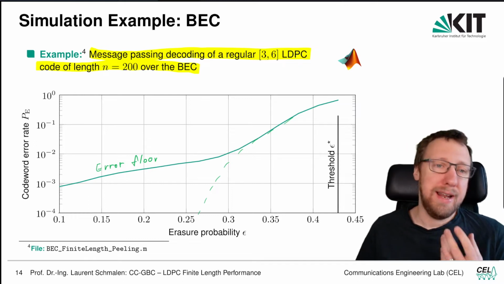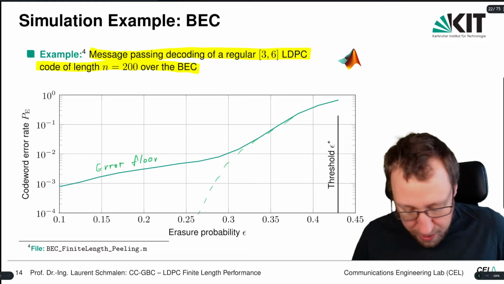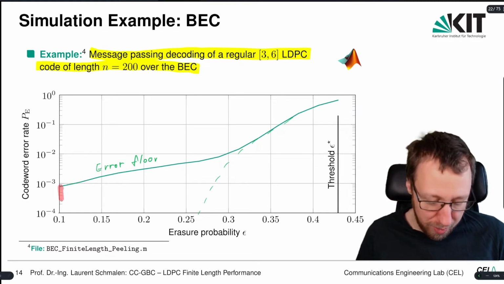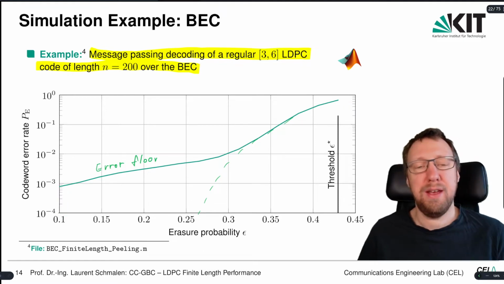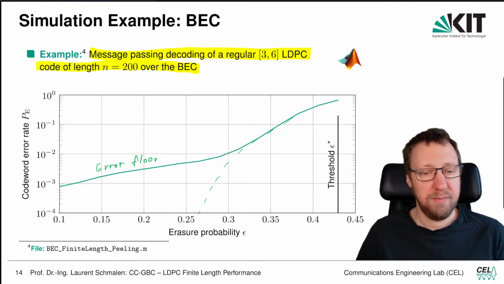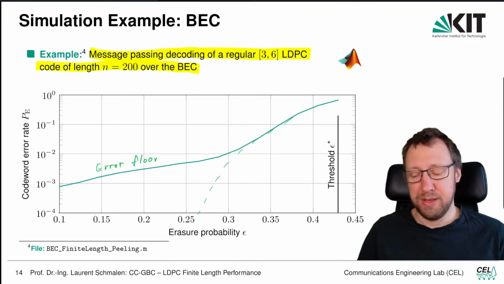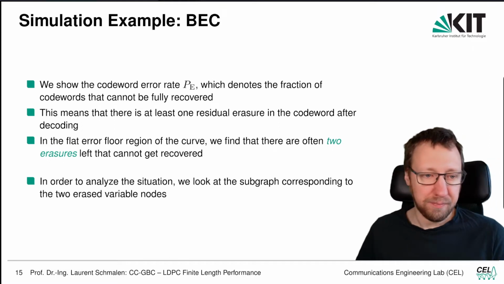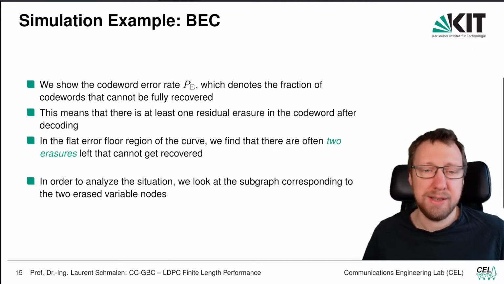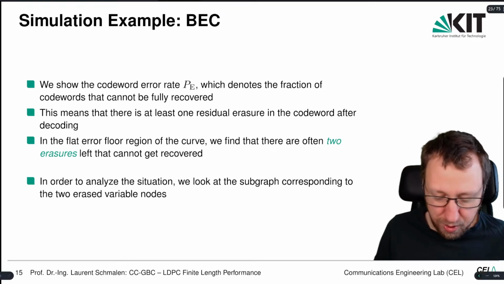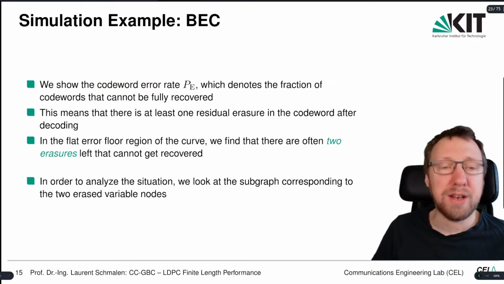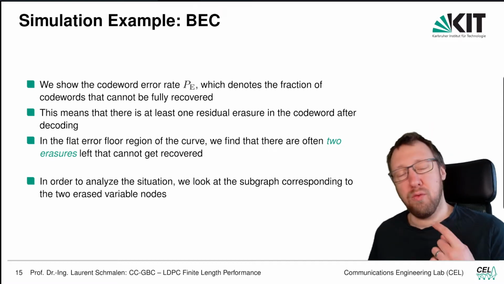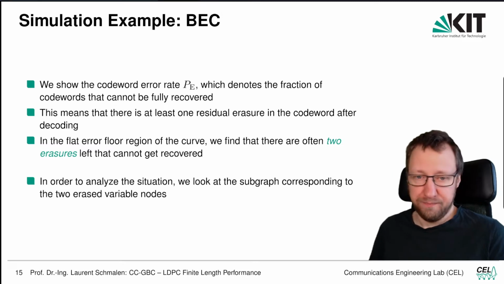And in order to do this analysis, what you usually do is you take a look at what happens here. So you look at how many erasures are left in the code words that we cannot decode. We do this analysis and we find out the following. So this just summarizes what I just said. We show the code word error rate PE, so the fraction of code words that cannot be fully recovered, which means that there's at least one residual erasure in the code word.